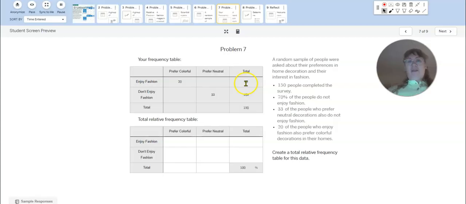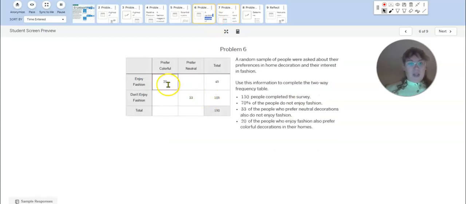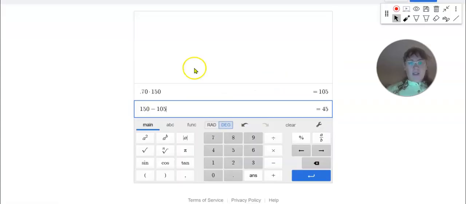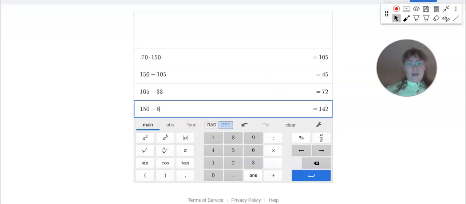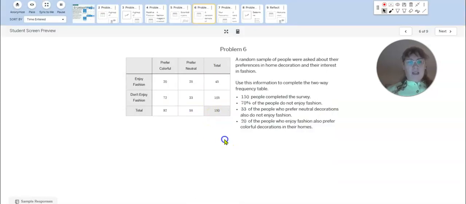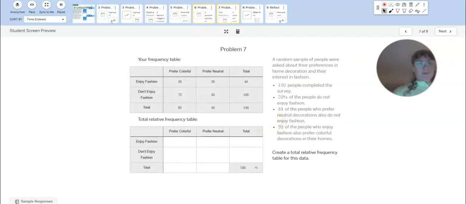Oh, we need our frequency table for the next slide. Huh. Okay, well, let's go back and fill it in then. So 20 plus 25 gets us that 45. 105 minus 33 is 72. 20 plus 72 is 92. And then 150 minus 92 is 58. Beautiful. So now it's all filled in.